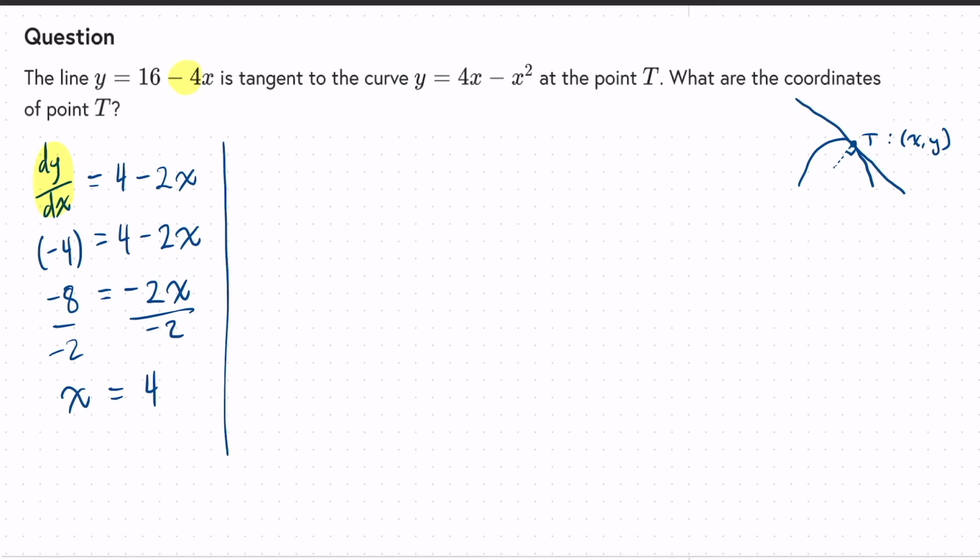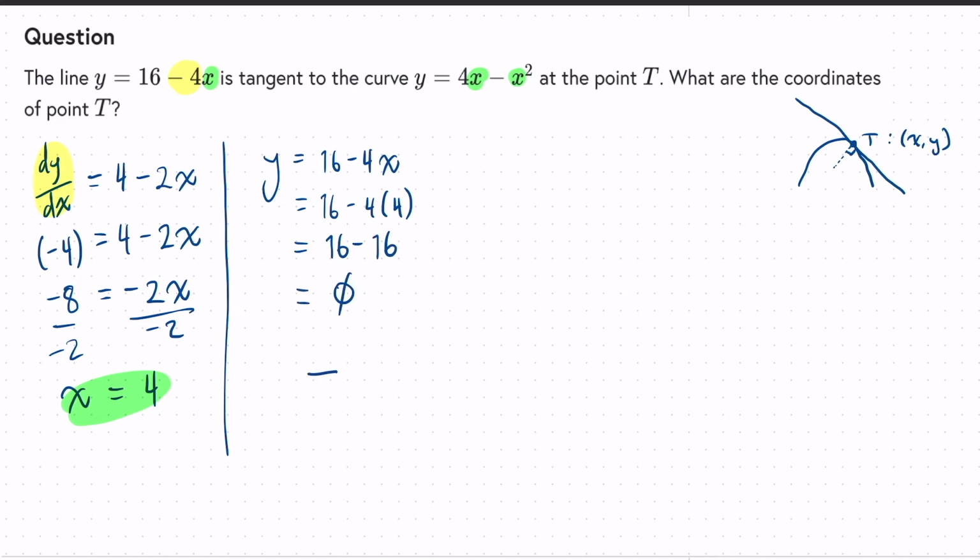So if x equals 4, I can substitute that into either equation. x equals 4 can go into either this equation or this one. Let's put it into the linear equation, that's just a lot easier. Notice the brackets, such a good habit to get into. That's 16 minus 16, which is equal to 0. So t is equal to (4, 0).